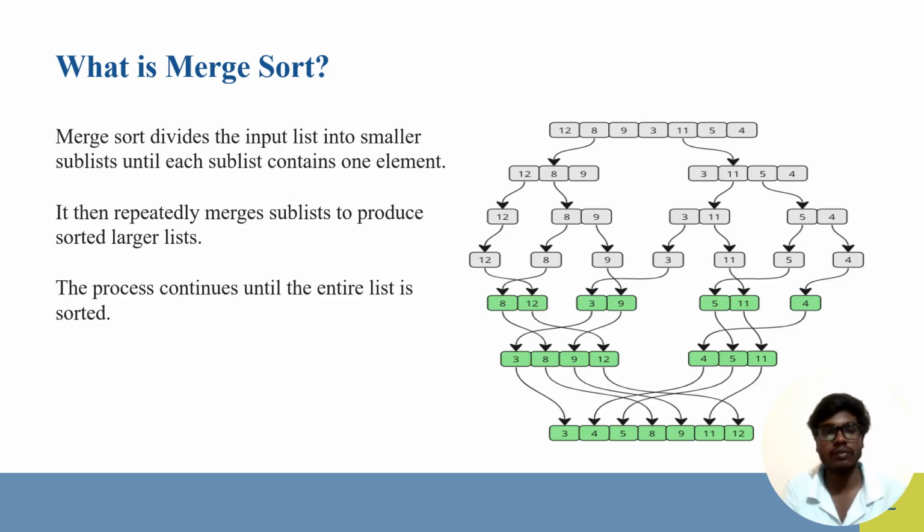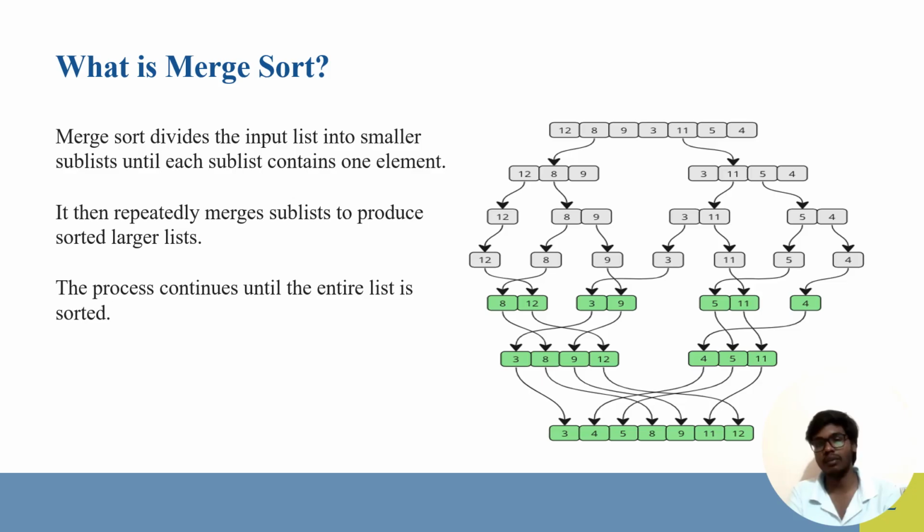What is merge sort? Merge sort divides the input list into smaller sublists until each sublist contains one element. It then repeatedly merges sublists to produce sorted larger ones. The process continues until the entire list is sorted.